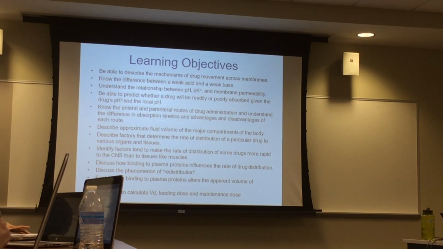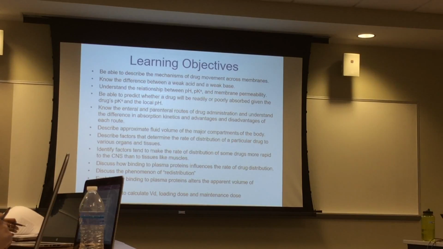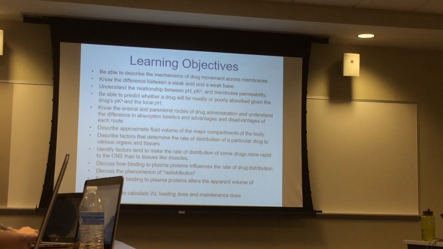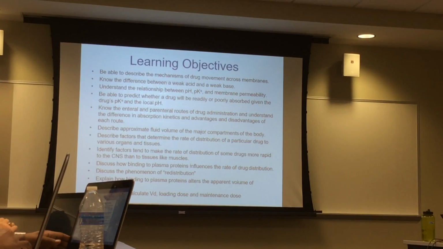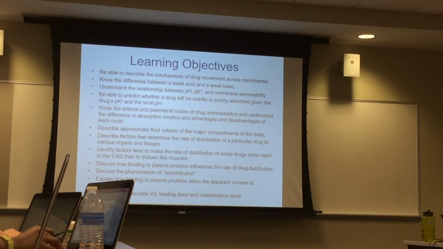So the learning objectives. I put on the slide everything you actually need to know from this introduction to pharmacokinetics. By the end of this lecture, you should be able to figure out how drugs move across membranes, what's the difference between weak acid and weak base, at the same time predict will the drug be readily or poorly absorbed, and what's the connection between the pKa and pH for an acid or a base, and how this affects how much of the drug gets transported across membranes, and why this is an important concept.